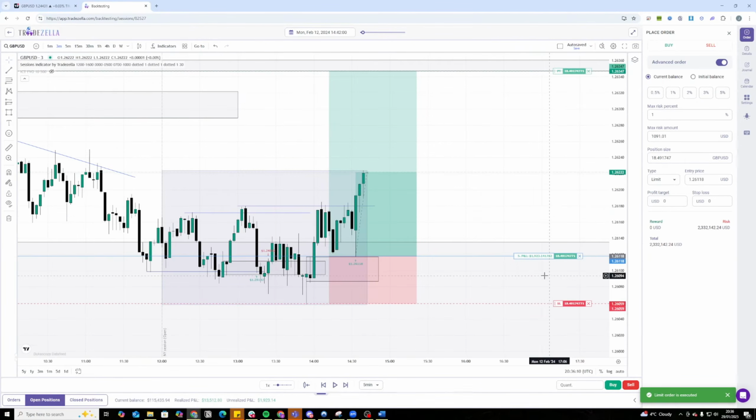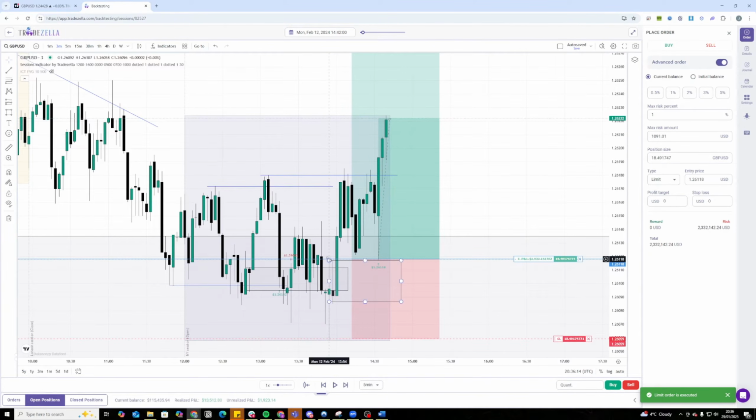Okay, so we get tagged in. Straight away, we're running profit. See how it tagged it to the tick as well. So there was the box. It literally tagged it to the absolute pip before then taking away.